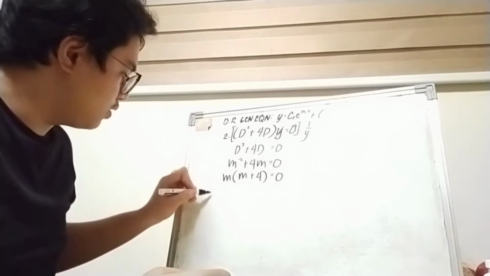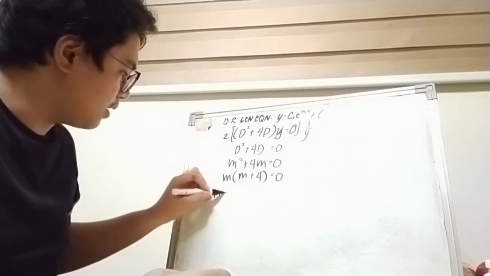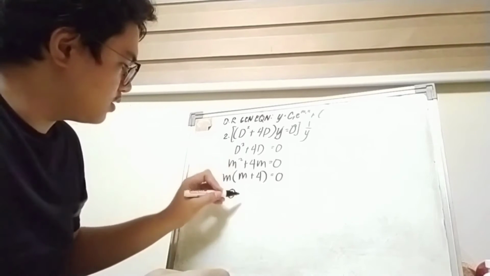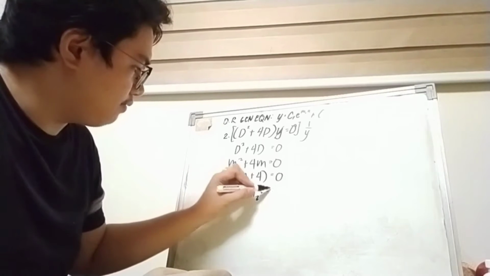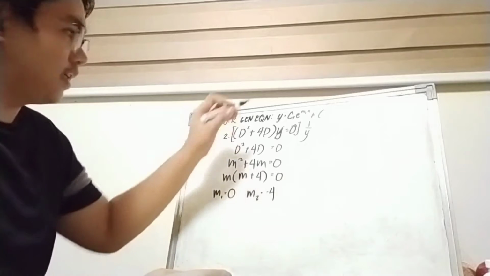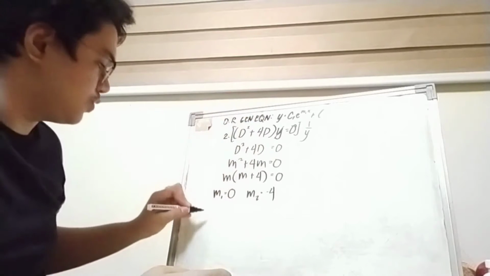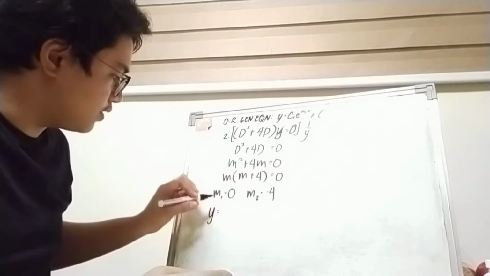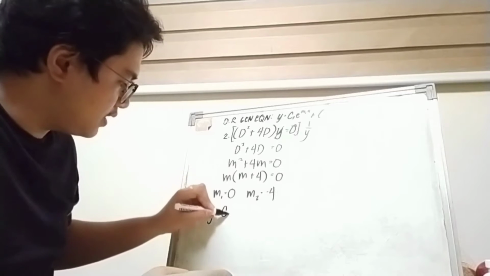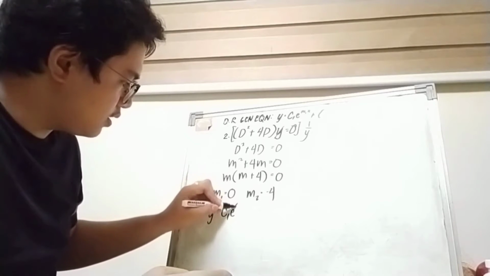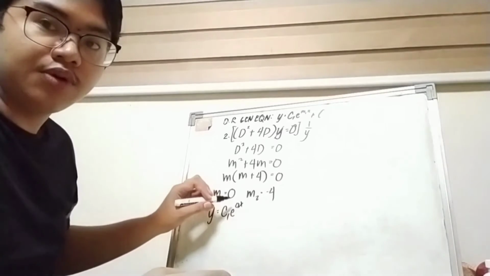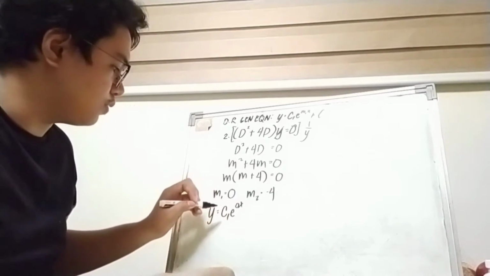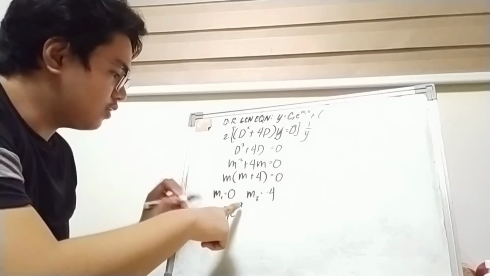So, yung m na to, dahil wala naman siyang kasama, so is 0 na siya. Itong isa, m sub 2 natin is negative 4. So, pwede natin siyang i-substitute sa pinaka-main equation. Y is equals to c sub 1 e 0x. So, 0x, any number multiplied by 0 is 0. So, e raised to 0 is equals to 1.